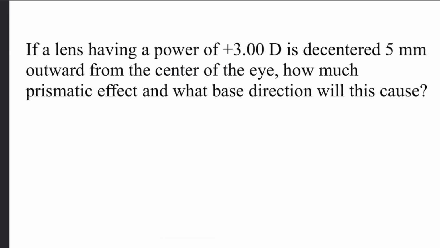Here's one example. If a lens with a power of +3 diopter is decentered 5 mm outward from the center of the eye, how much prismatic effect and what base direction will this cause? To calculate the prismatic effect, we know the formula: prism diopter is equal to decentration in centimeter multiplied by focal power in diopters. The decentration given is 5 mm, which is equal to 0.5 centimeter. So we multiply 0.5 with 3, which gives the prismatic effect induced.